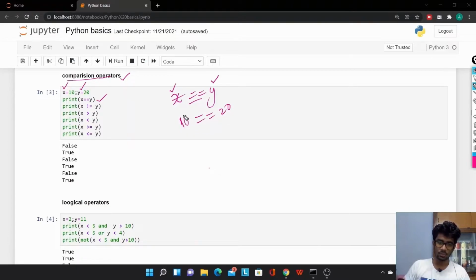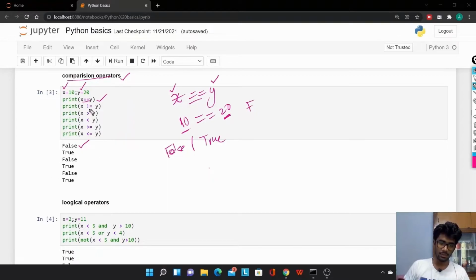When you try to see, these two values are not equal, because x contains 10 and y contains 20. So that's the reason we are printing the output as false. The comparison operators give the output either as false or true based on the given comparison, because here we are comparing whether they are equal or not. So that's the reason we are getting the output as false.